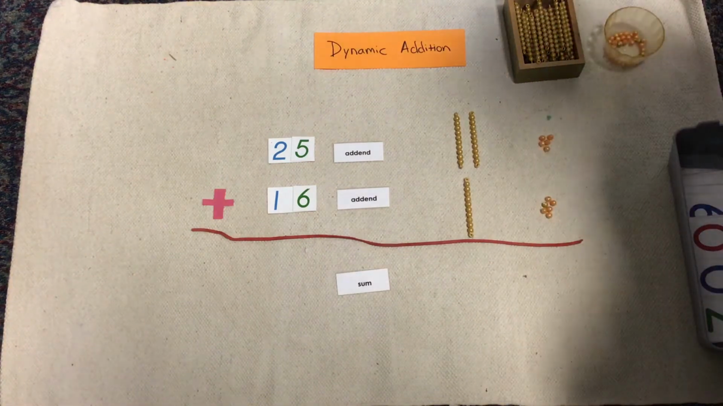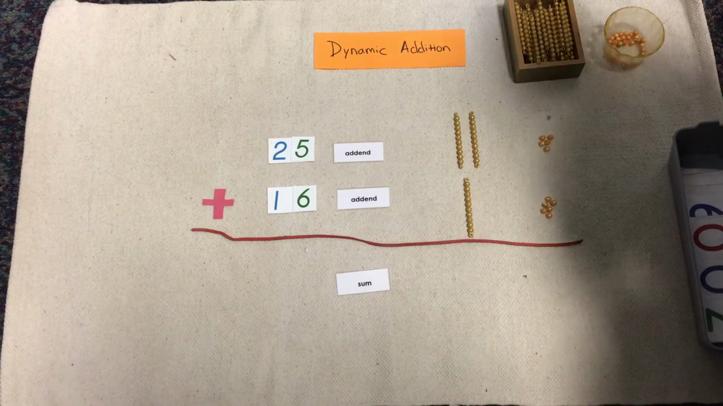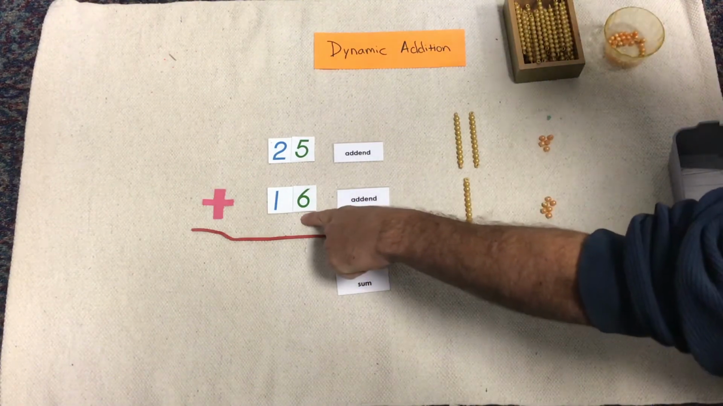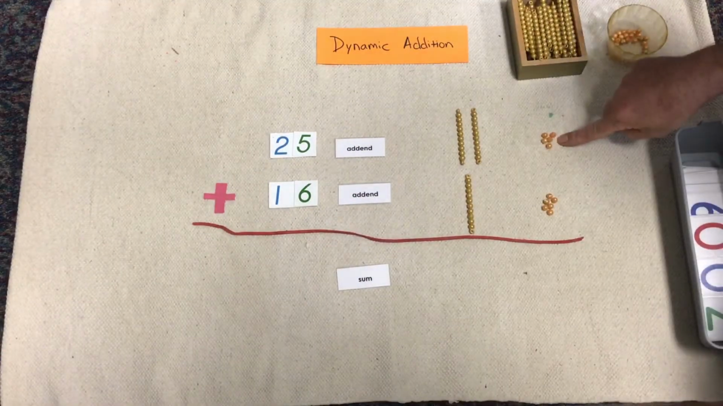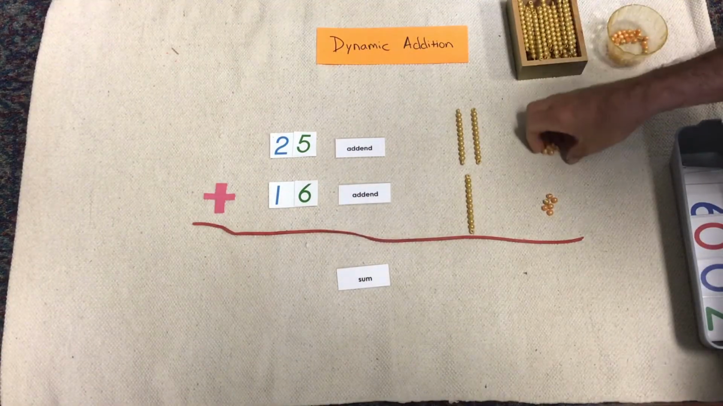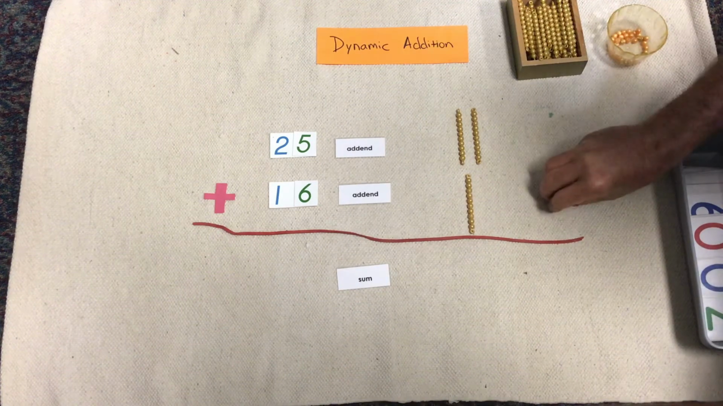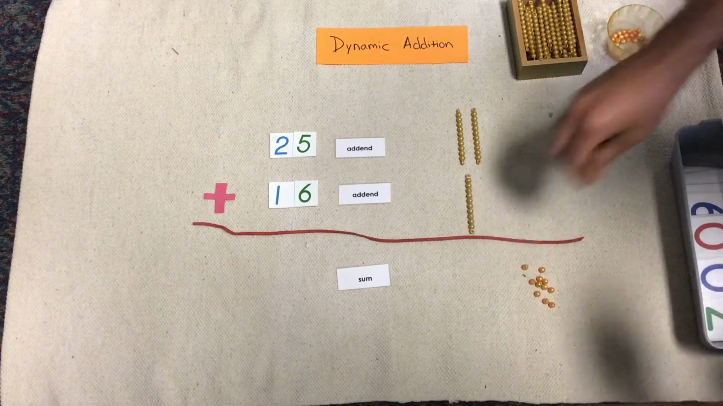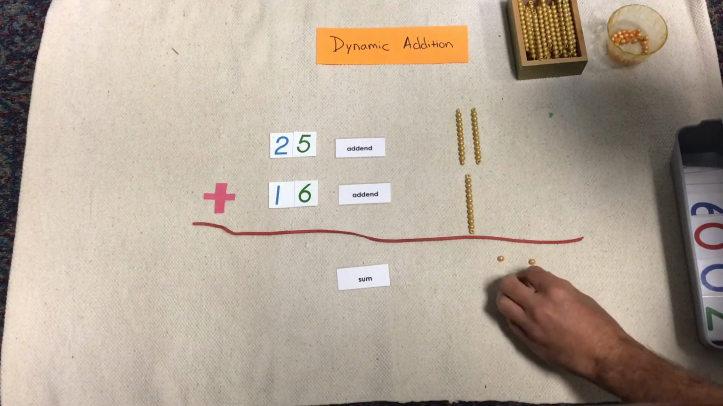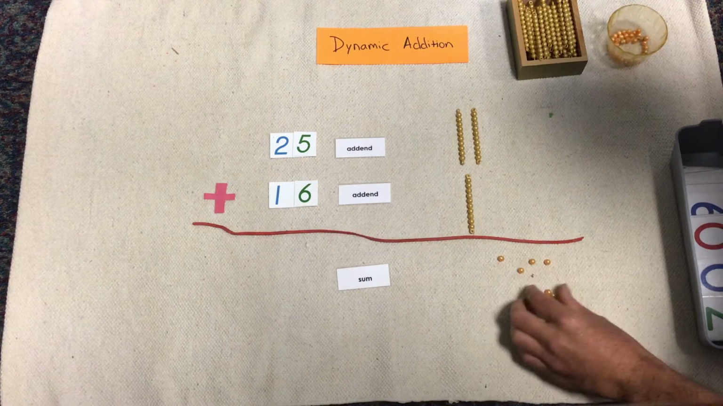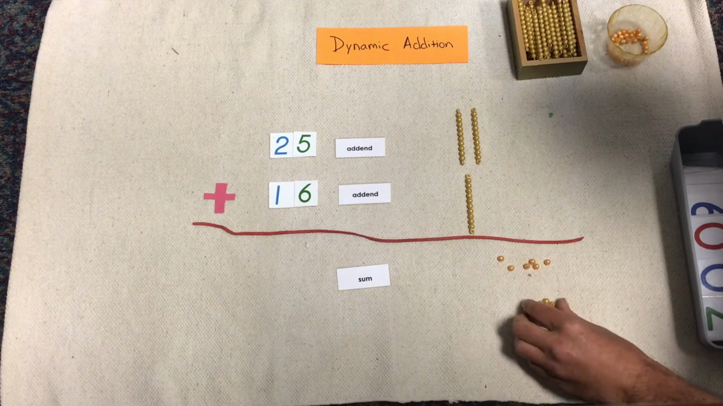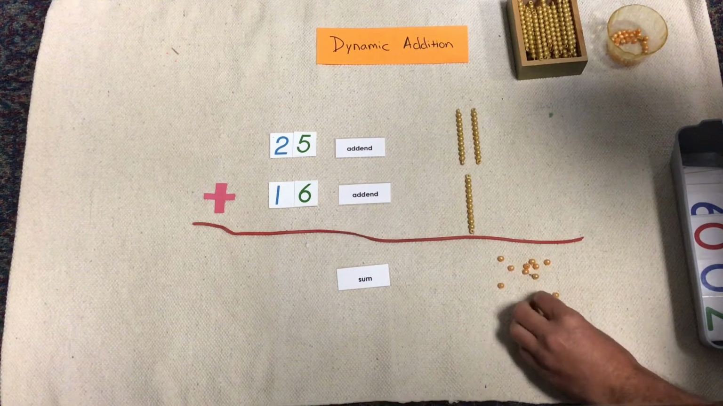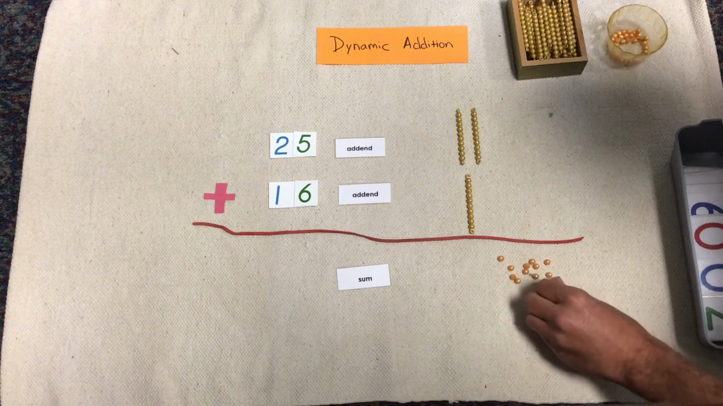Now, when we do addition, we always start with our units place. So 5 plus 6, which we have here. And what we do is we bring it over our line. They come down and come together. So I'm going to count them out. 1, 2, 3, 4, 5, 6, 7, 8, 9, 10, 11.